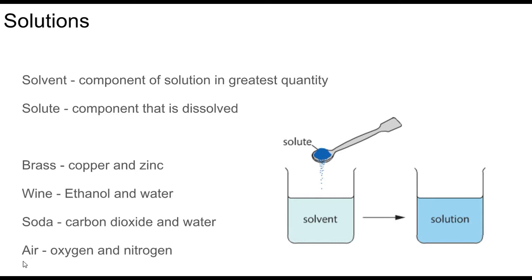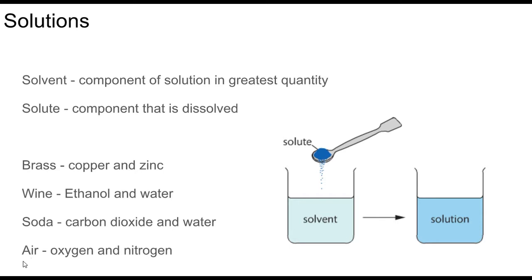The solvent is going to be the component of the solution in the greatest quantity, and the solute is the component that is going to be dissolved. So here in this example, we have water as our solvent, and blue Kool-Aid mix that we're putting in is going to be the solute. This is a bad example because you should never drink out of glassware, and so this is going to be a wasted solution of Kool-Aid.